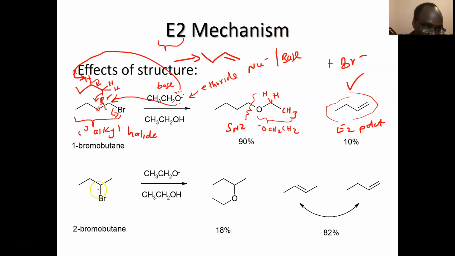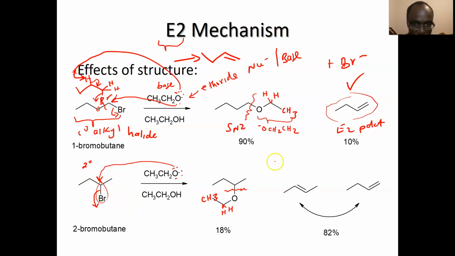What if you have a secondary alkyl halide? This is secondary again because the carbon bearing the leaving group is bonded to two other carbons. So again, we can use the ethoxide as a nucleophile, in which case you do a back attack because SN2 can work on secondary substrates. Then you're gonna get this product right here. This is where you attached your O, CH2, CH3.